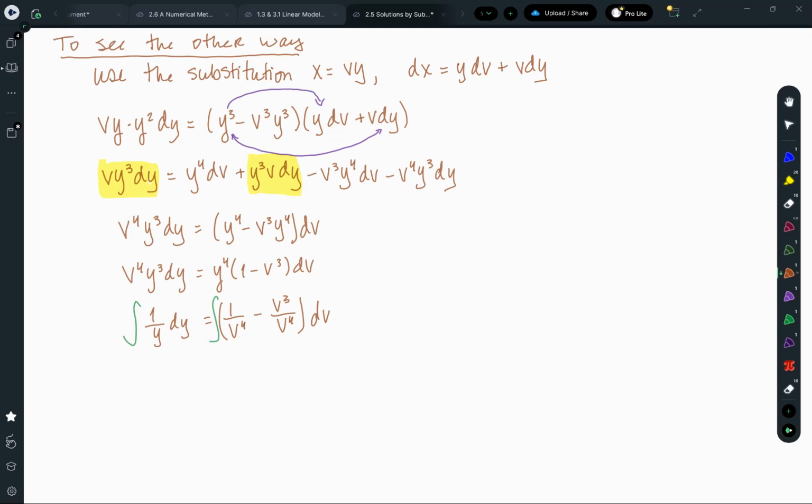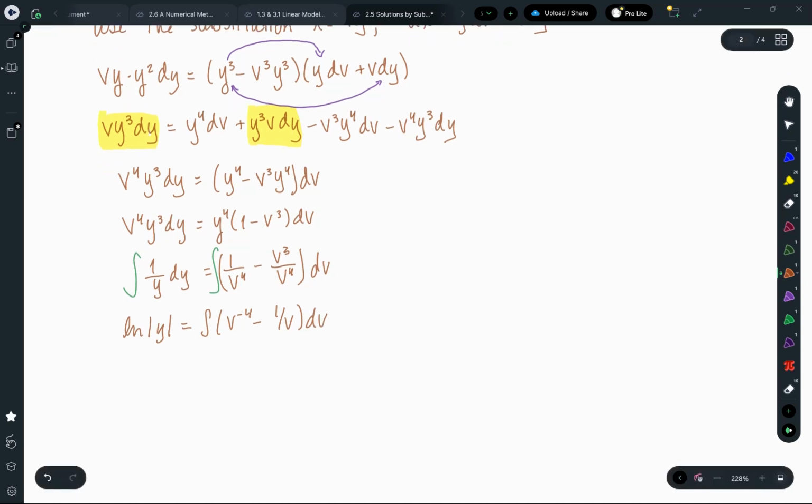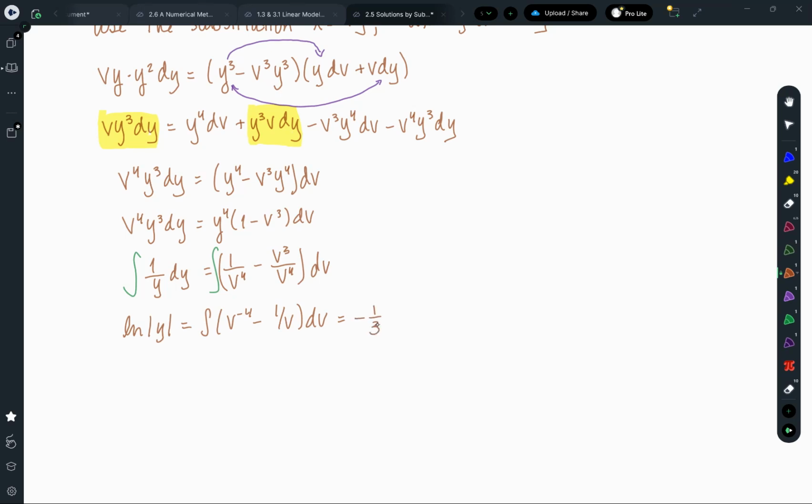On the left, we can integrate. The antiderivative of 1 over y is the natural log of the absolute value of y. On the right, I'm actually integrating a v to the minus 4 minus a 1 over v, just so I see that a little bit more clearly. And that is equal to, remember power rule, you're going to add to the exponent, so the exponent becomes a negative 3, and we divide by that as well. So negative 1/3 v to the minus 3 minus the natural log of the absolute value of v plus c.